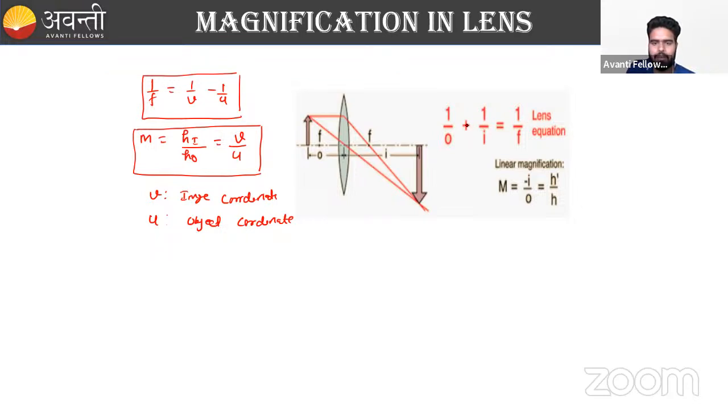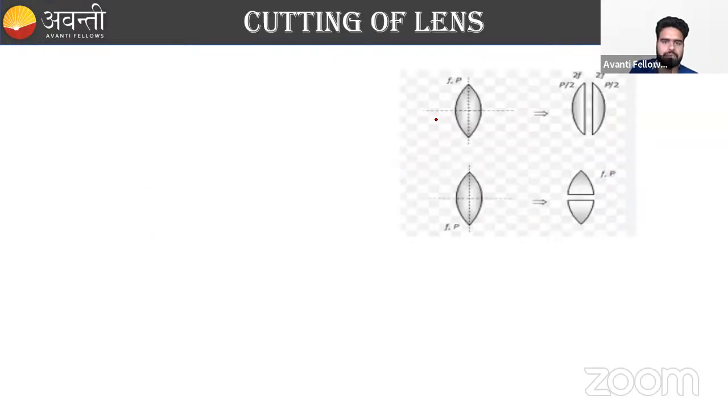This is the formula: 1 upon v minus 1 upon u. This is 1 upon v and this is 1 upon u.